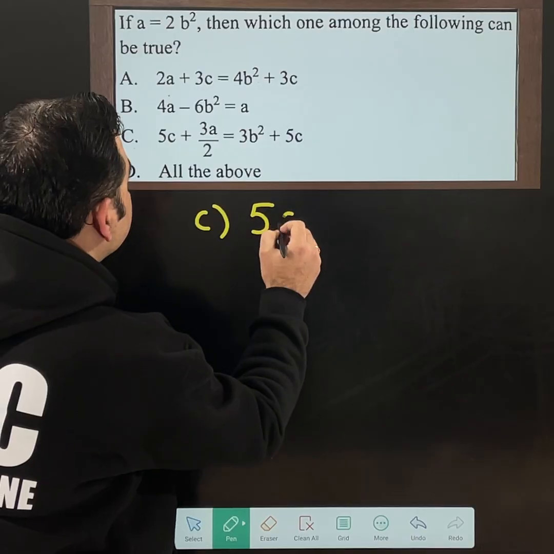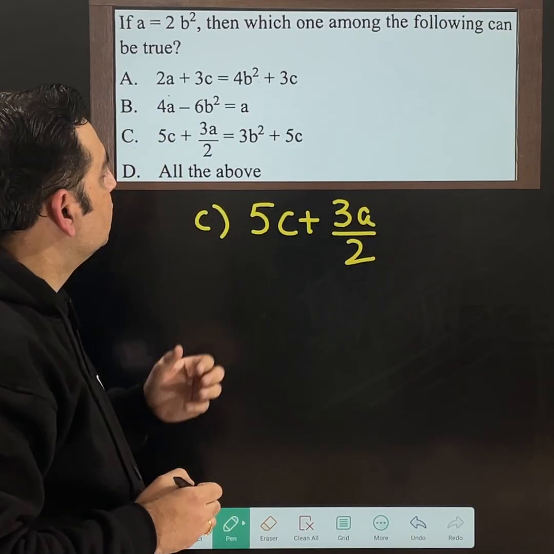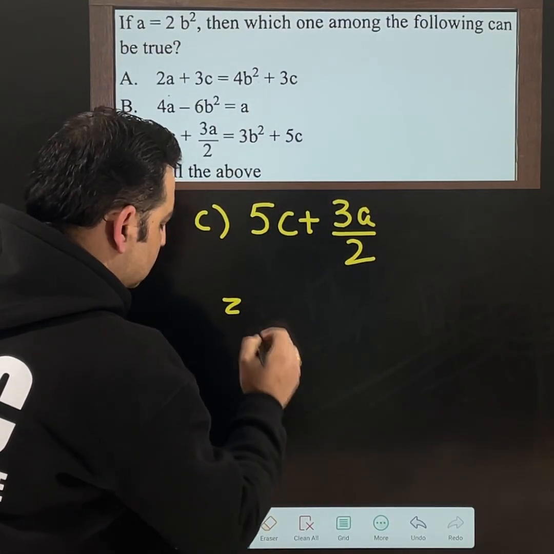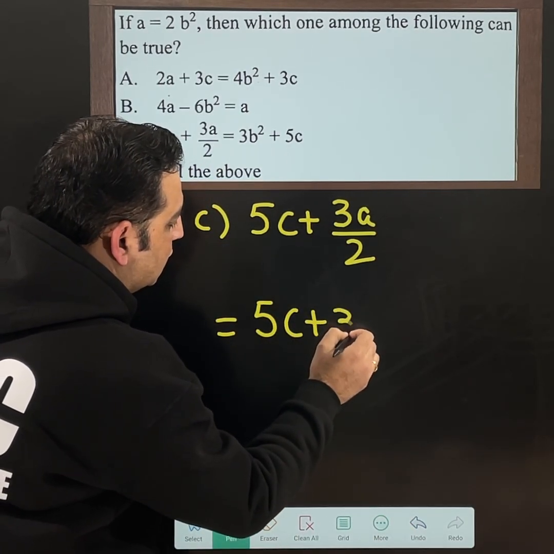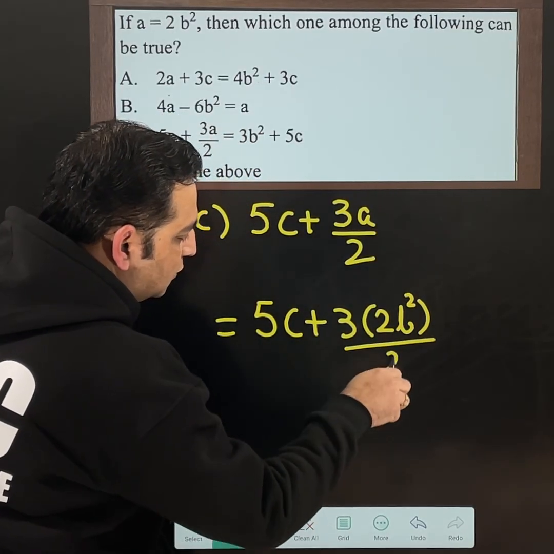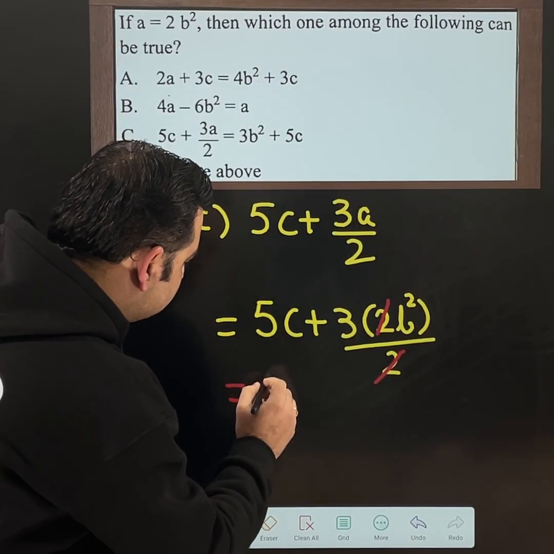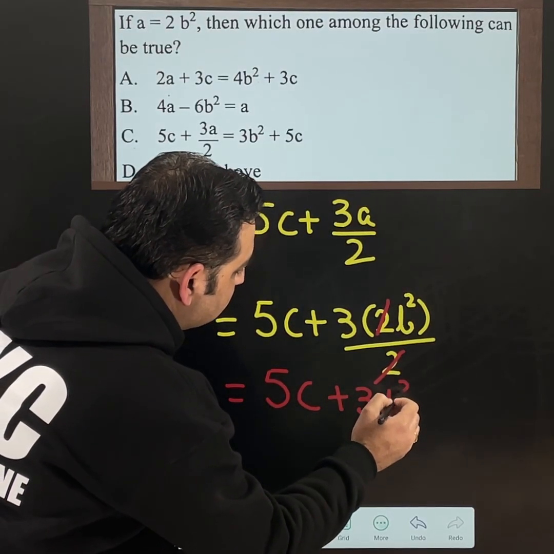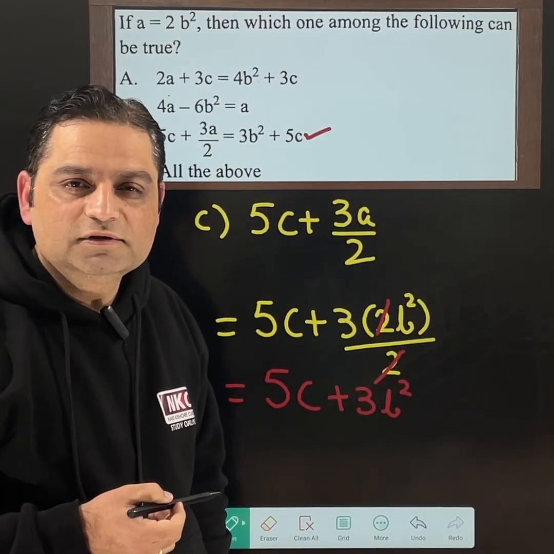C option is 5C plus 3A upon 2. Let us try A as 2B square here. It will be 5C plus, with A as 2 times B square divided by 2, this 2 and 2 will be cancelled. And what will be left with? We will be left with 5C plus 3B square. So is it my C option? Yes. C option is 3B square plus 5C.